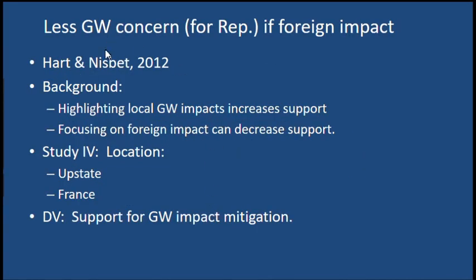Okay, and then another neat study looked at concern for global warming, where they varied whether or not it was going to have an impact. So it was either impacting upstate New York. I forgot the word New York there. Sorry, I should write that. New York.